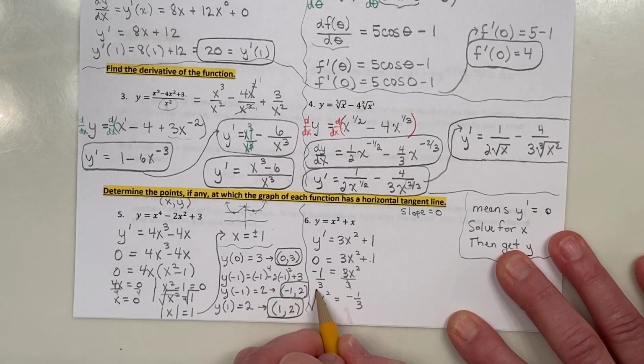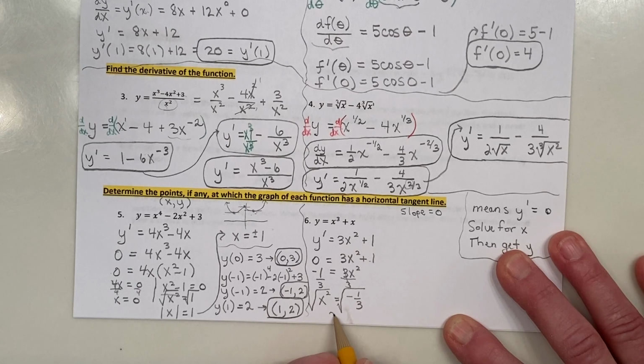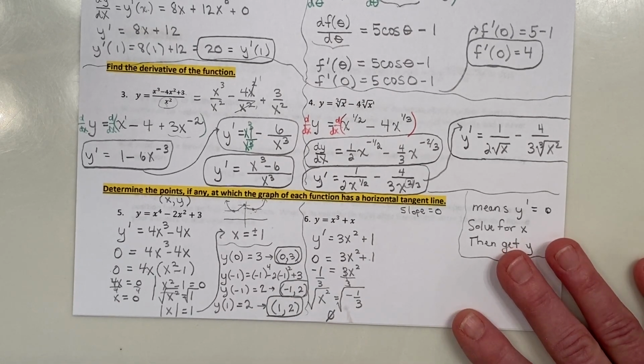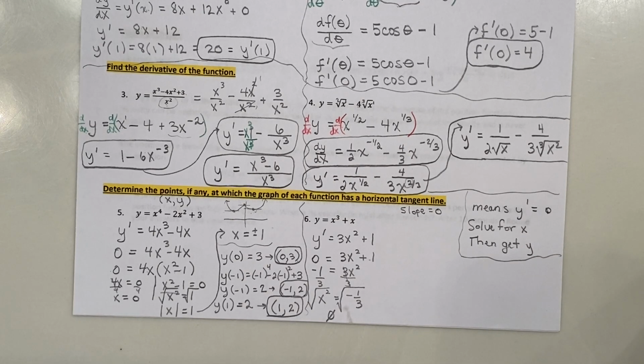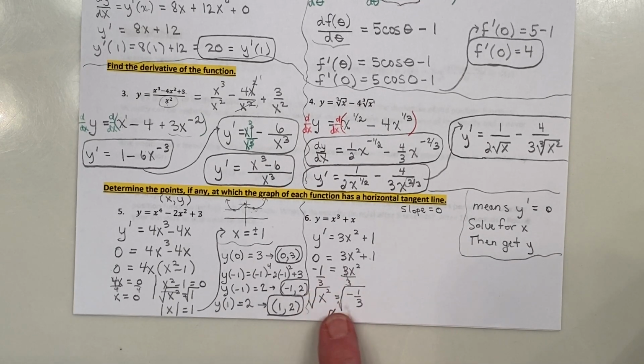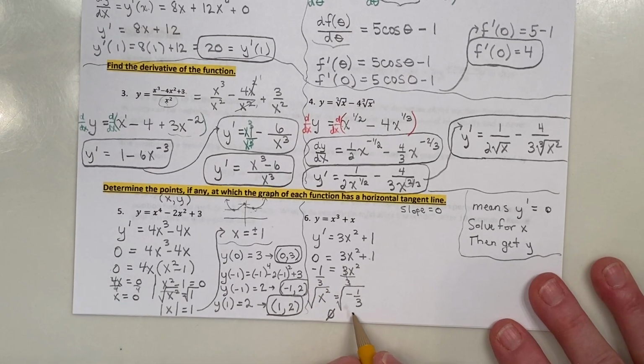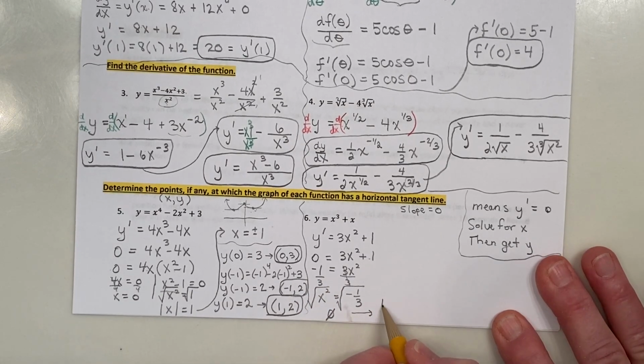What's going to happen is when you bring in the square root, we're trying to find the square root of a negative number. There's no solutions for that. You can't find the square root or an even root of a negative number. You can an odd root, but not an even root. So if there are no x's that satisfy this equation, then that informs us that there are no horizontal tangent lines.